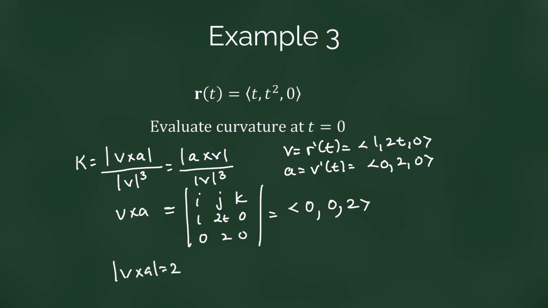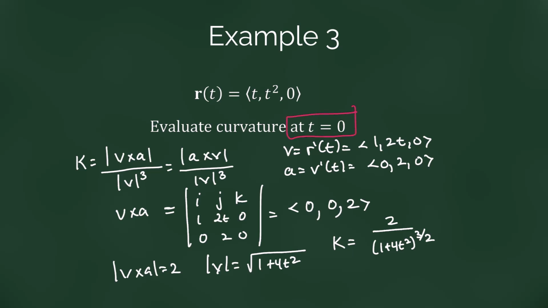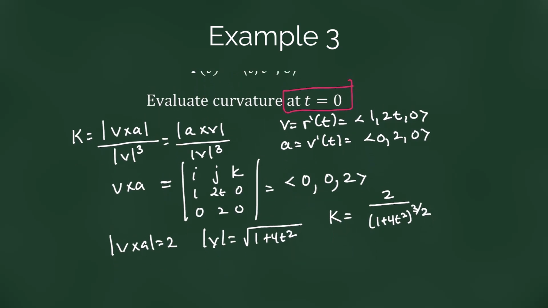The magnitude of v is the square root of 1 plus 4t squared. So our kappa in general is going to be 2 divided by 1 plus 4t squared to the 3 halves. But notice we were asked in particular to find the curvature at a value of t equals 0. So kappa when t equals 0 is going to be 2 over 1 plus 4 times 0, which is 2 over 1. And so we get a curvature of 2.